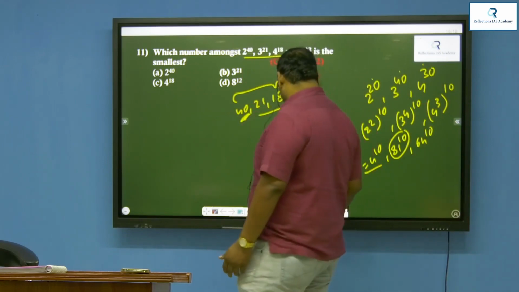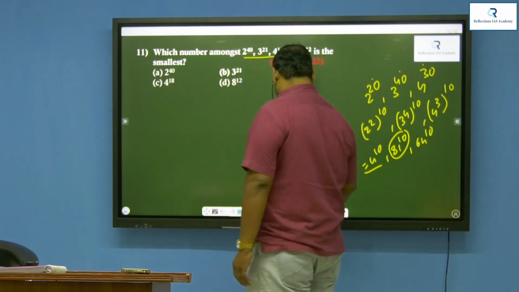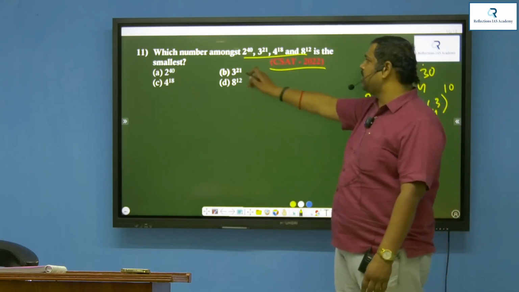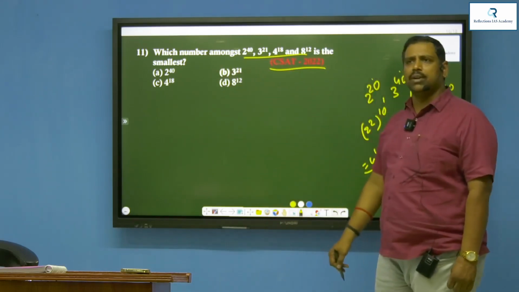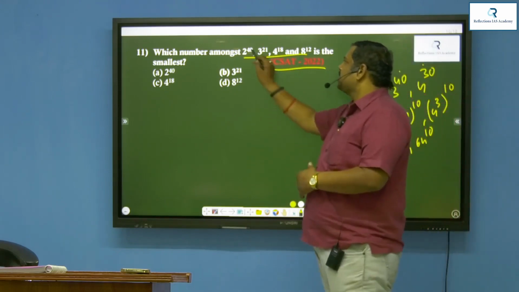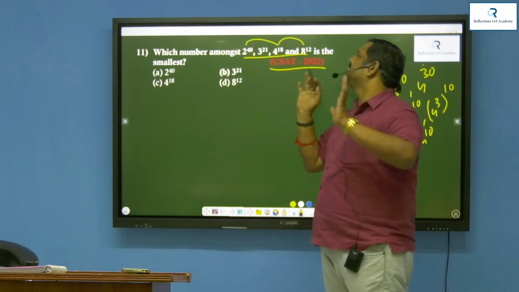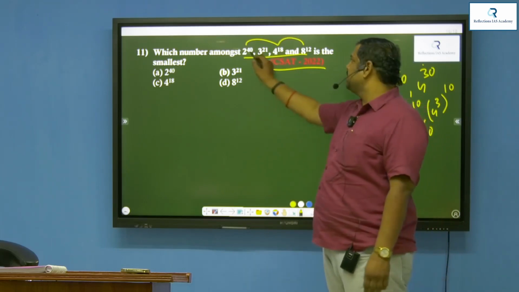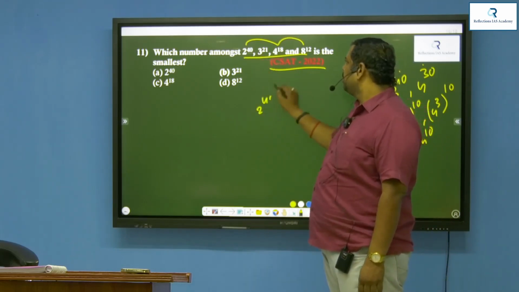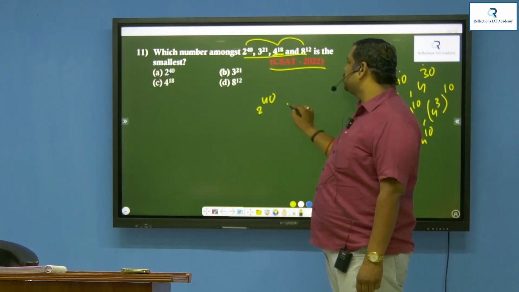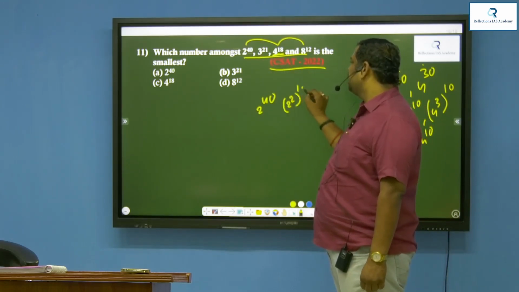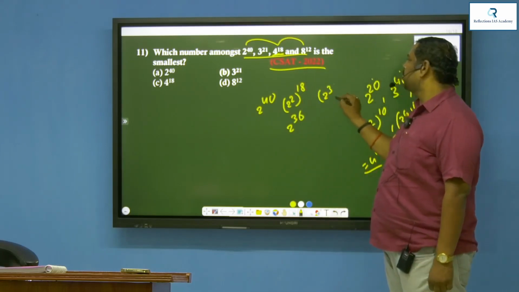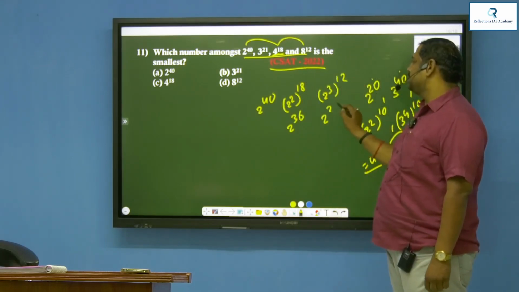Okay, that's the specialty of the civil services exam. This is a CSAT 2022 question. In that case, what we have to do is, you want highest one or smallest one? Smallest one. Observe, first of all, these three are very easy because the bases are interchangeable. What is this? 2 power 40. Take this one. 4 means, can I write as 2 square? Power 18 means 2 power 36. 8 means 2 cube power 12.